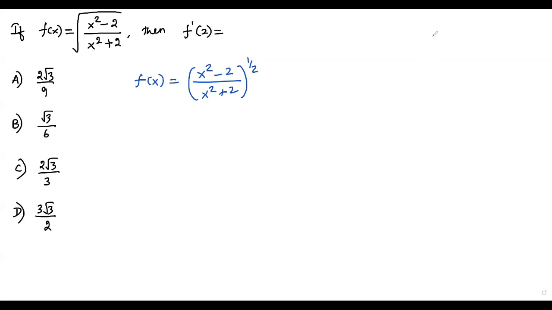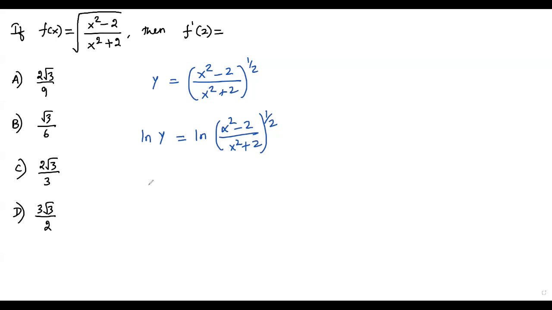Okay, before we take the logarithm on both sides of the given function, let's replace f of x by y for our convenience. Now let me take the natural logarithm on both sides. That is, ln y equals ln of (x squared minus 2) over (x squared plus 2) raised to the power of 1 over 2. Why do I take the natural logarithm? Because the derivative works only with the natural logarithm.